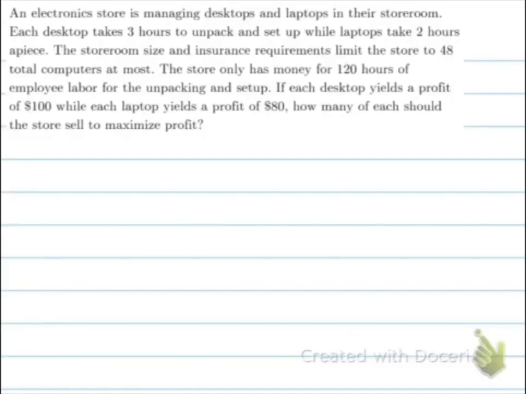Alrighty, so quite a bit of information here. If you recall, one of our first steps in a linear programming problem is to identify the objective function. So look for the word maximize or minimize. In this case, we're maximizing profit. So we're looking for the most money. Profit is going to equal something to do with money here: $80 for each laptop and $100 profit for each desktop.